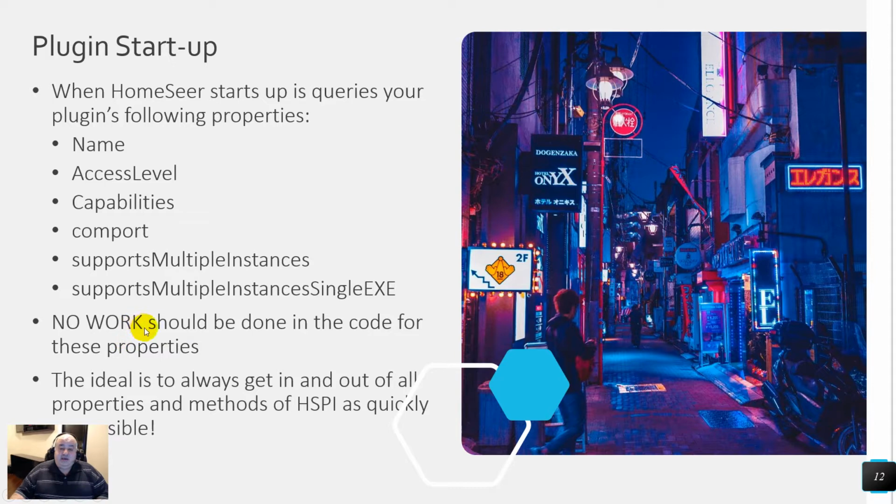The idea here is that no work at all should be done on any of these properties. Define the property and return. Don't do any kind of code logic. Don't initialize any hardware. Just do what it's looking for and get out. Your code is going to exist somewhere else. You want to always return in and out as quickly as possible out of the things that HomeSeer is querying.